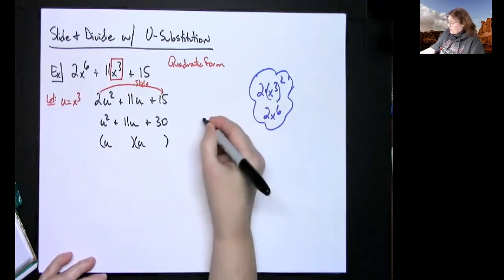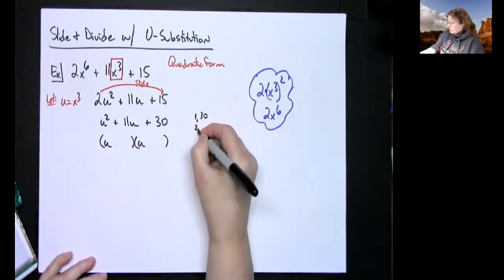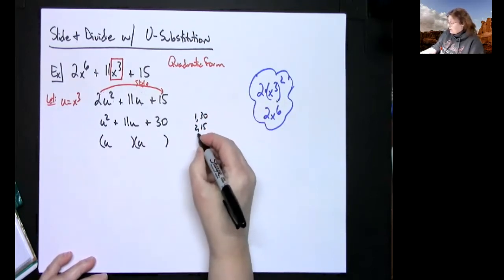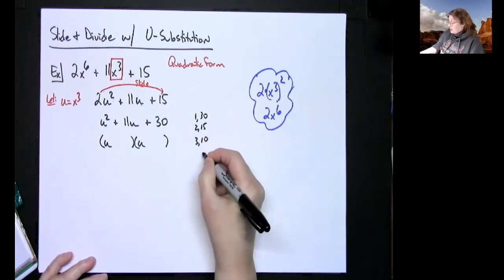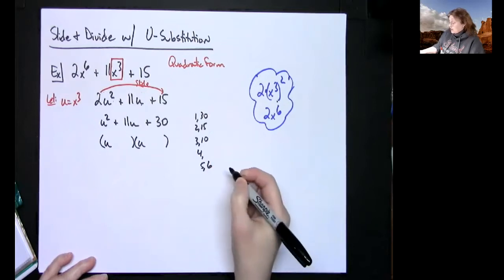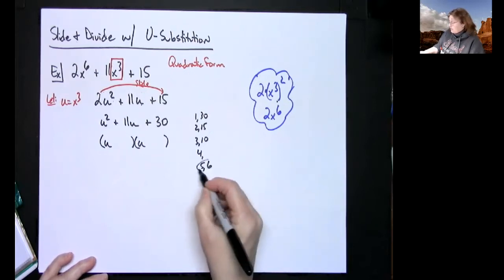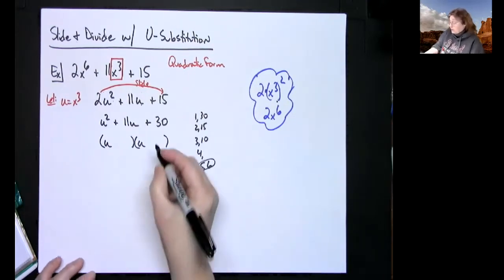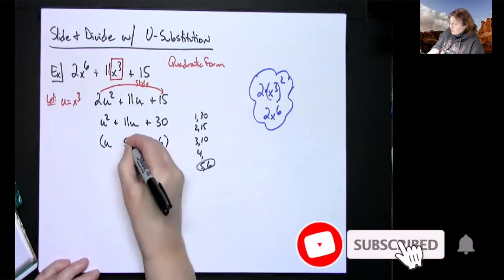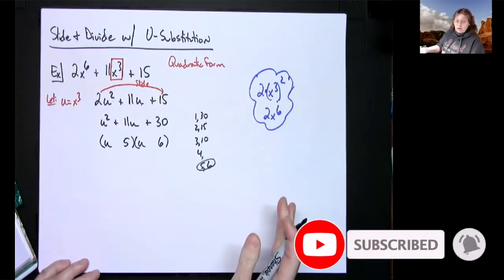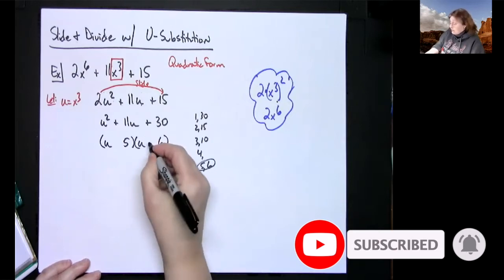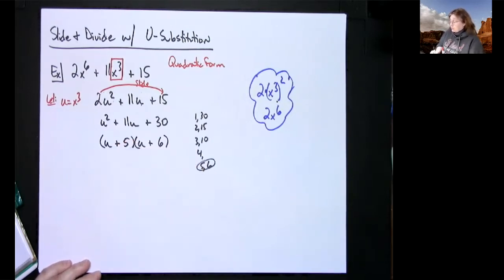So again, 1 and 30, that's not going to work. 2 times 15, that's not going to work. 3 times 10, that's not going to work. 4 doesn't go into it. 5 times 6, 5 plus 6 is going to give me 11. It looks like 5 and 6 are going to be our winners. So there's a 6 and there's a 5. Everything is plus signs across the board. I need to add them to get to 11, so that's good. So there's my plus and plus.